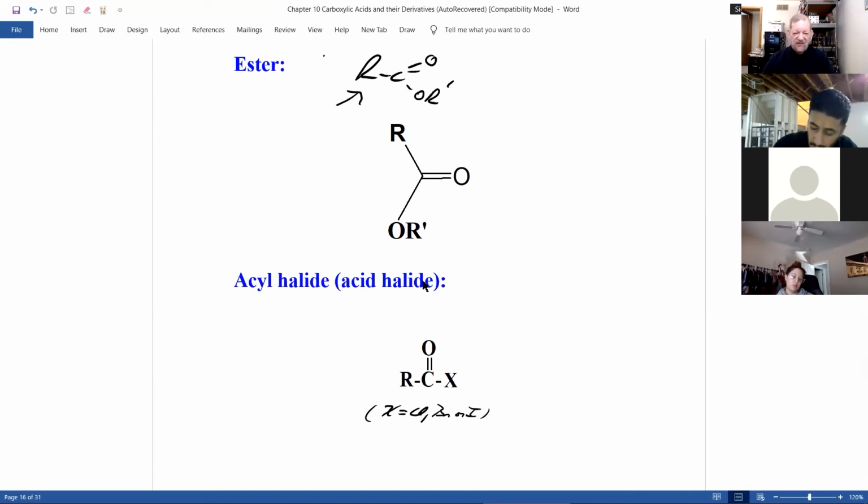And an ester has that functional group, carbonyl, R group, oxygen to the carbonyl, and on the oxygen, more carbons.